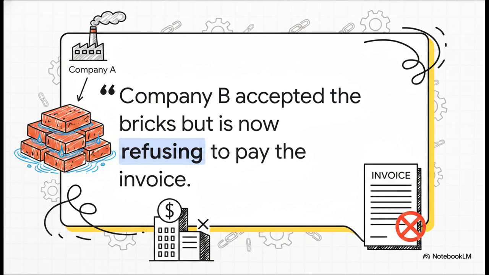Company B accepted the bricks, but is now refusing to pay the invoice of 100,000 Rand, claiming the bricks were damp. Boom. It's simple, it's direct, it gives the advocate the exact historical context. In this case, a totally ruined business deal over some damp bricks.